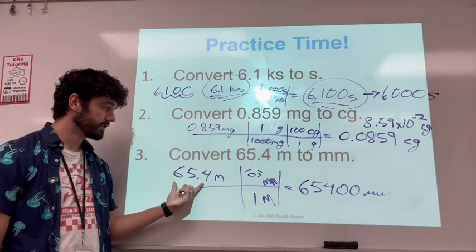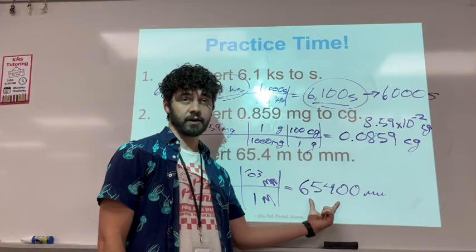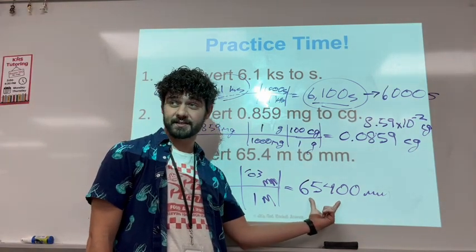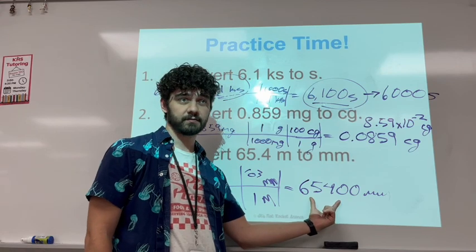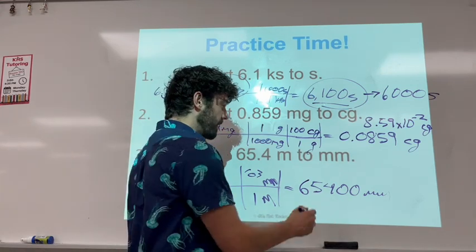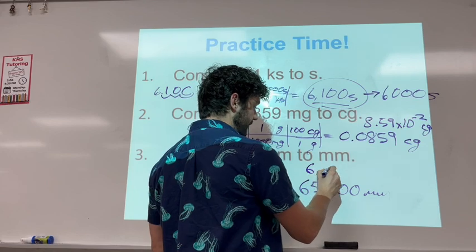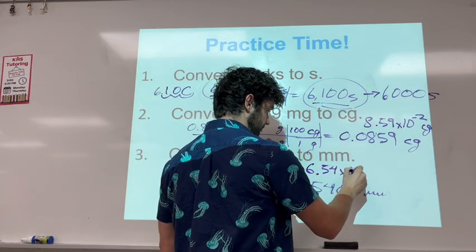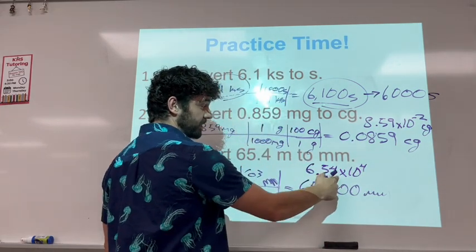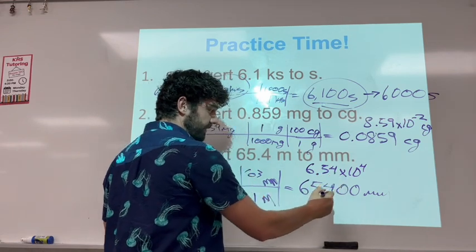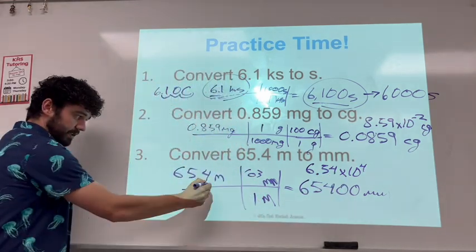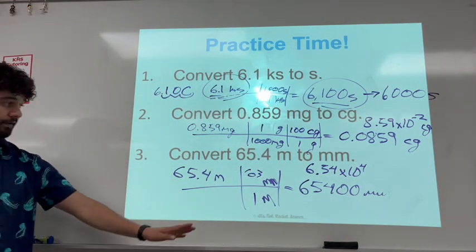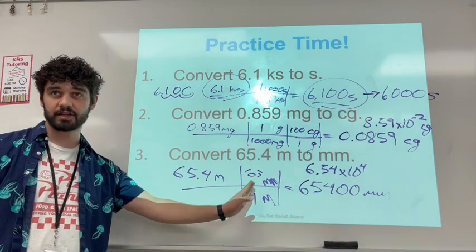But there's only 3 significant digits. Check it out. If I write 65,400, it's still only 3 significant digits. It just works out. It's great. Or if I write it in scientific notation, I need to make sure I write it this way. Don't put the zeros. 3 significant digits. The conversion factor does not change significant digits.